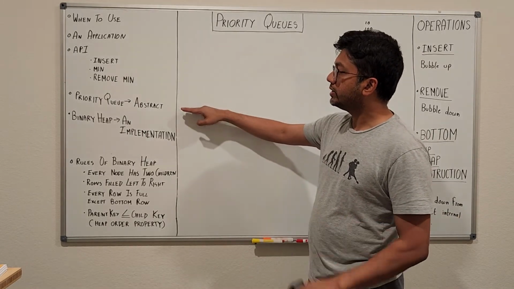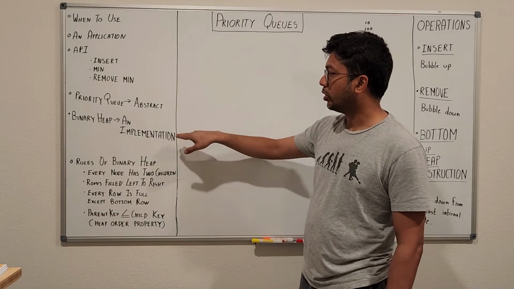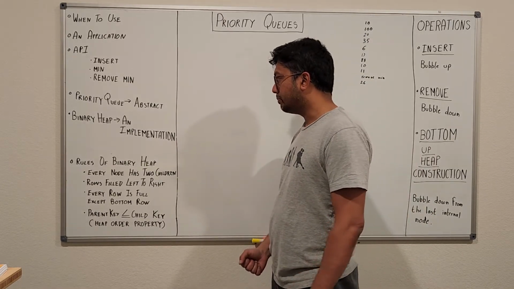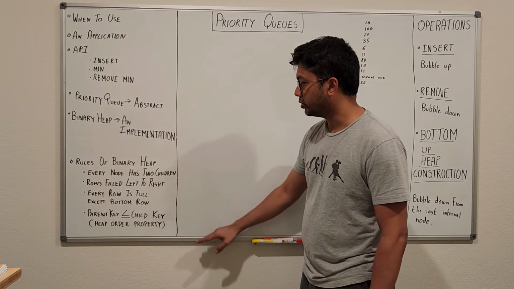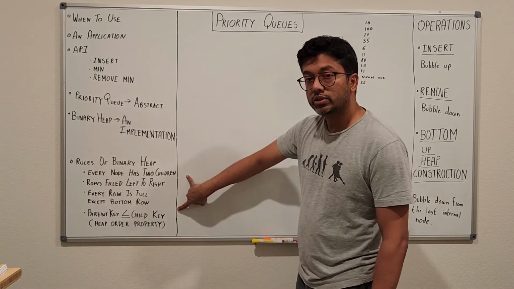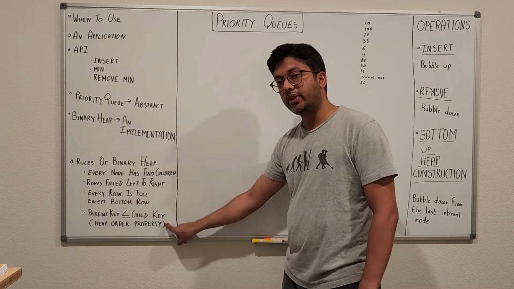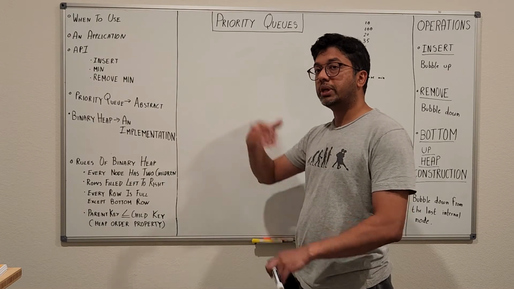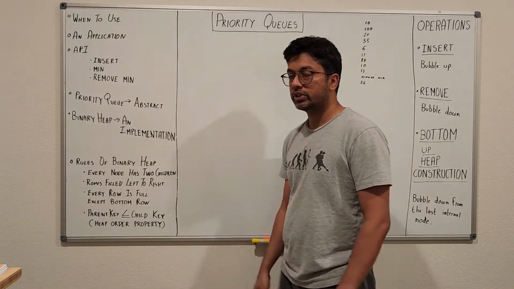So a priority queue itself is abstract. One implementation of it is called a binary heap. The way you do a binary heap implementation of a priority queue is by following these rules. The first three rules make it a complete binary tree, and then on top of that there is an additional property: the child's key has to be bigger than the parent key, or the parent key has to be smaller than or equal to the child key.